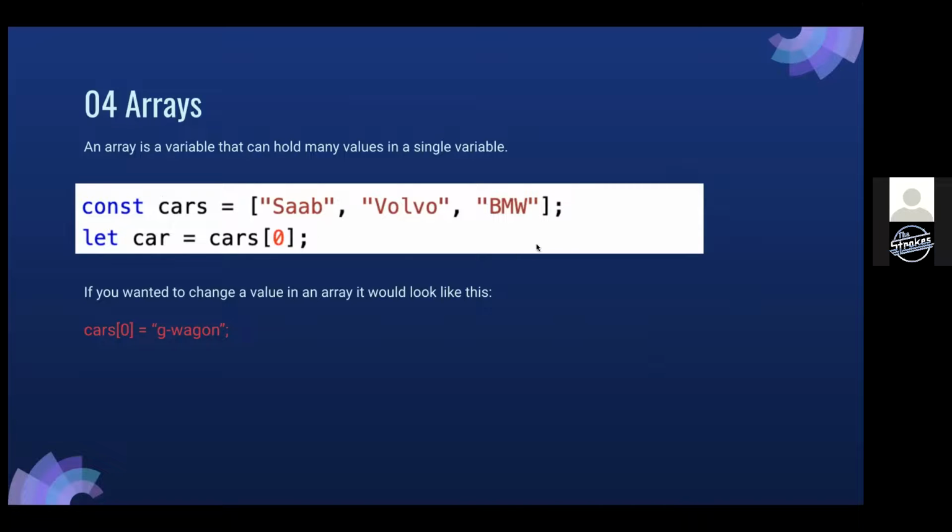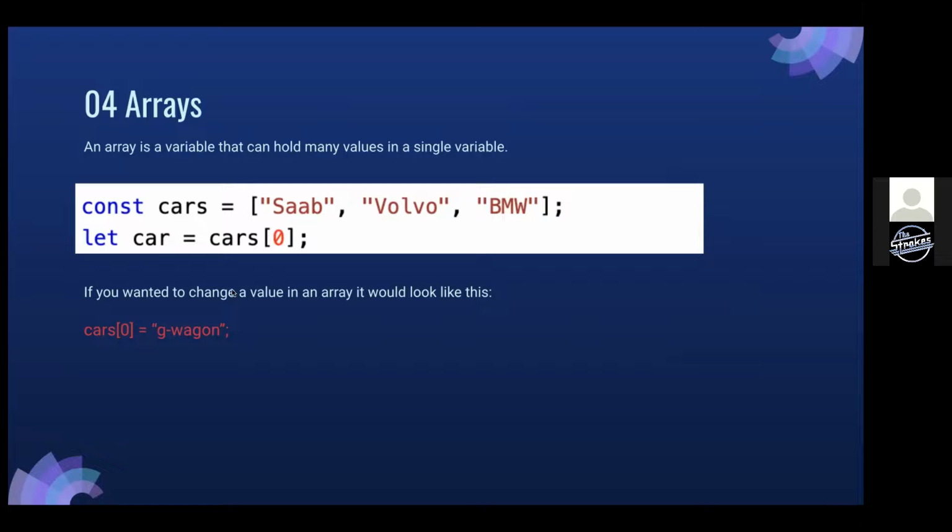So let car equal cars[0] would say this variable car is equal to this Saab. I've never heard of that, but Saab, because 0 is the first index here. So it goes 0, 1, 2, and that's how you access the array.